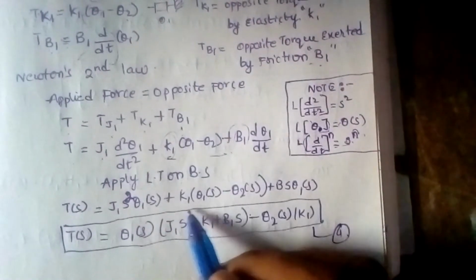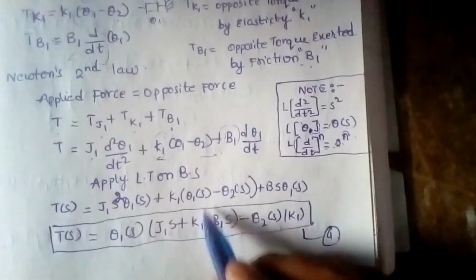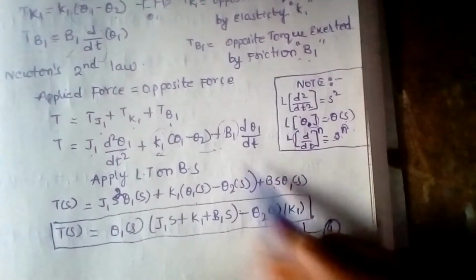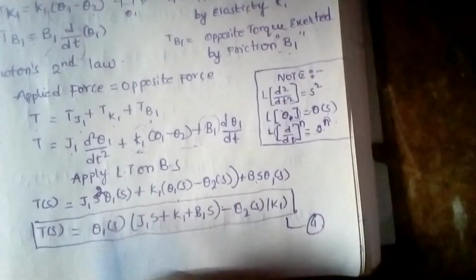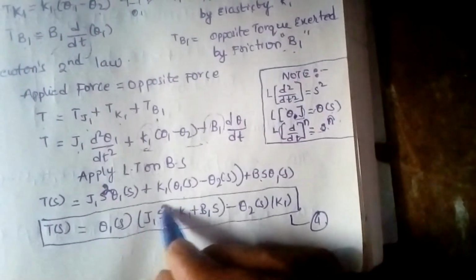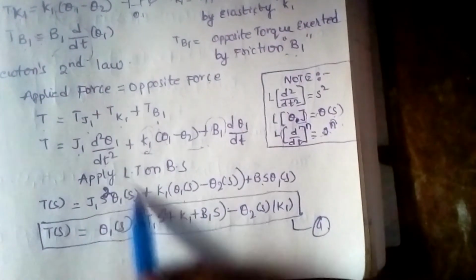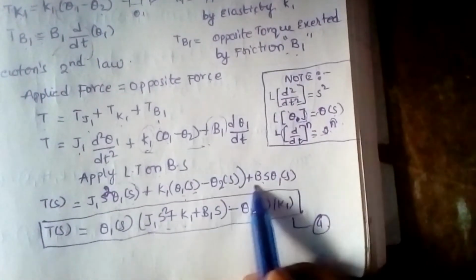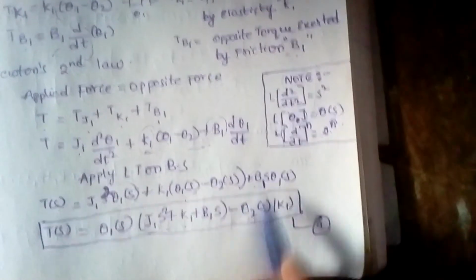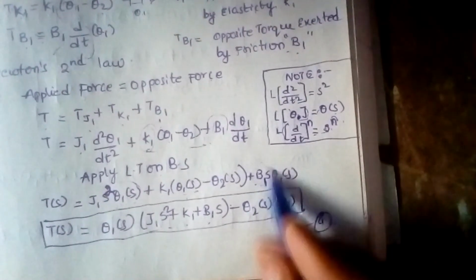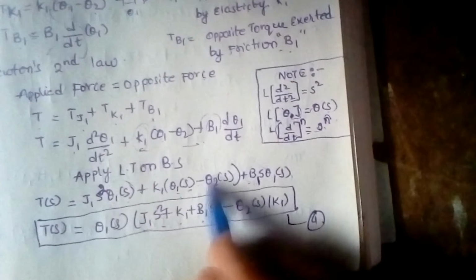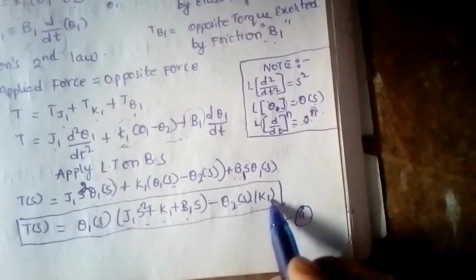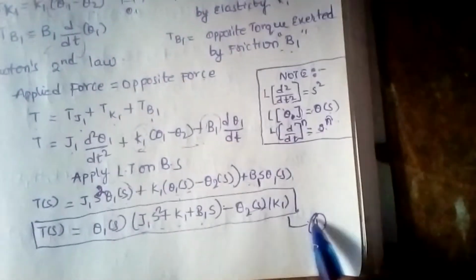Then K1 theta: Laplace transform of theta is theta 1, and theta 1 means theta 1 of s minus theta 2 of s. Then d by dt means s. Therefore J common theta 1 of s. Theta 1 is here, therefore J1 s square. Theta 1 is K1. B1 s theta 1 of s, minus theta 2 of s is common, and then K1 is the only term. This is the first equation.